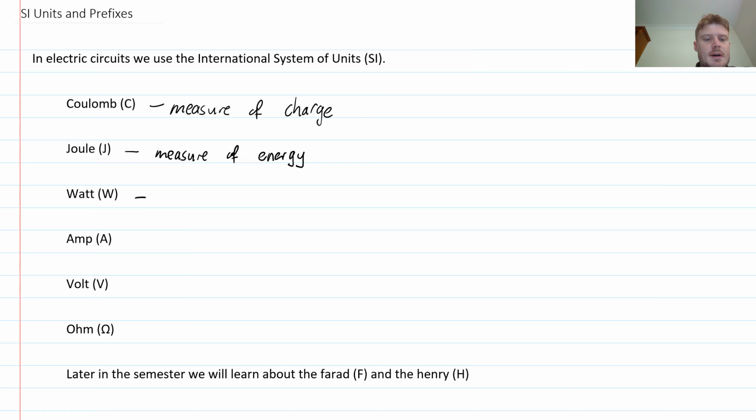The watt is a measure of power. So power is the rate at which energy is applied, and we're going to speak more about energy and power in a later video. There's also the amp, which is a measure of electric current.